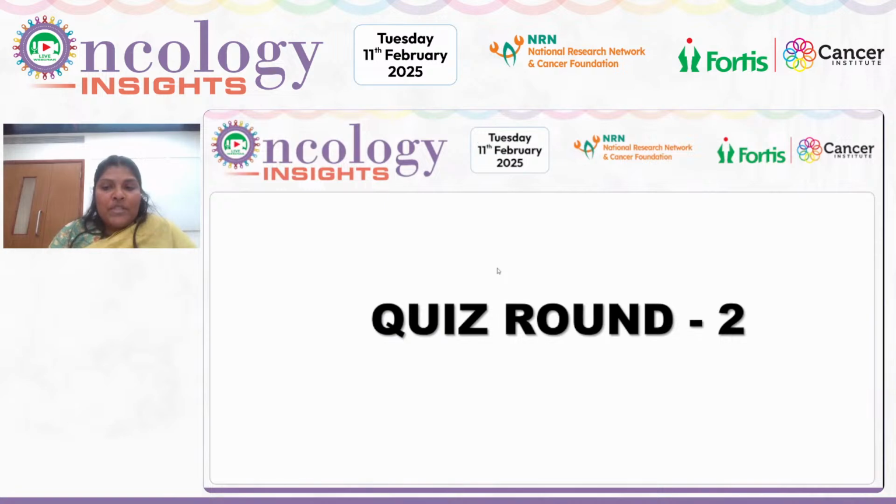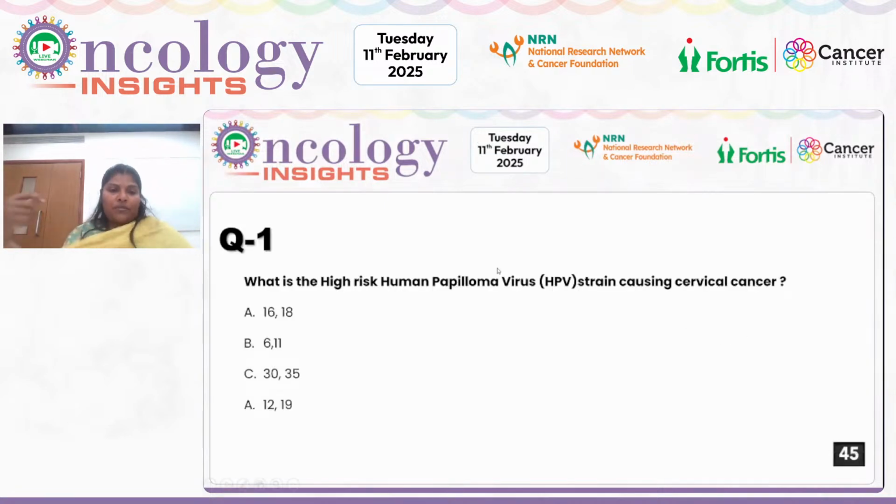Going on to round 2 quiz, 5 questions will be there. Question number 1, what is the high risk human papilloma virus HPV strain causing cervical cancer? Option A, 16 and 18. Option B, 6 and 11. Option C, 30 and 35. Option D, 12 and 19.